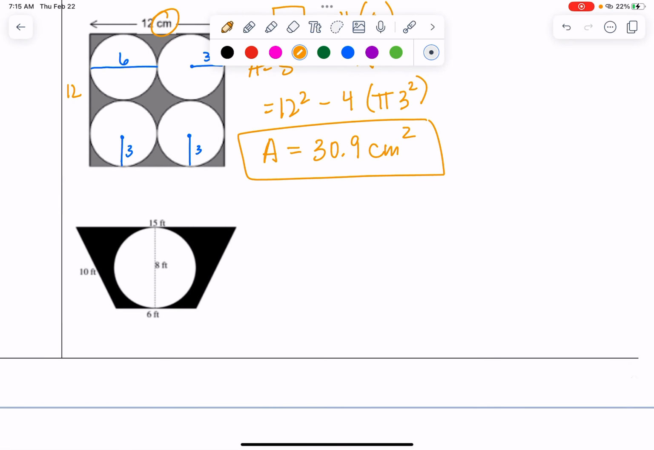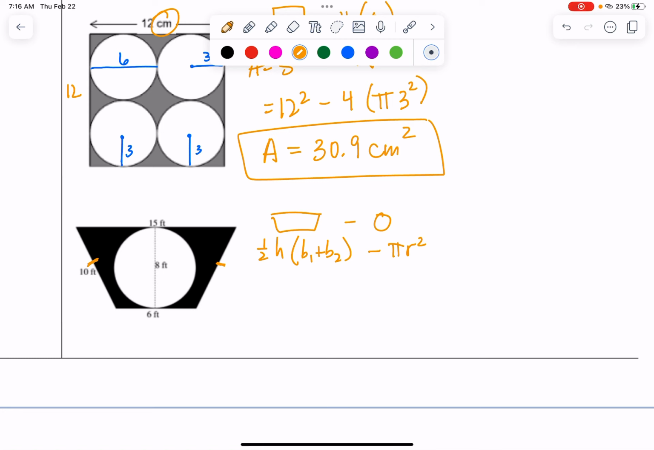All right, this next shape is a trapezoid. It's called a regular trapezoid, and an isosceles trapezoid because these sides are the same. So what you have here is a trapezoid, pretend that I know how to draw, minus a circle. The formula for a trapezoid is half the height times the sum of the bases, so base 1 plus base 2, minus the circle that we have inside, which is pi r squared.